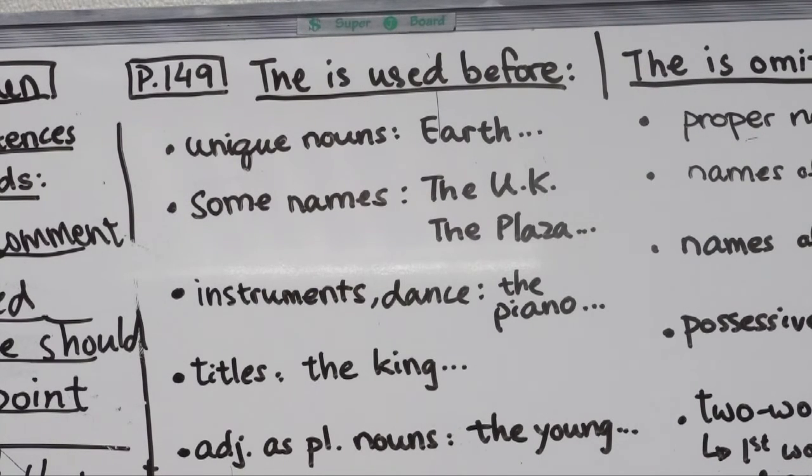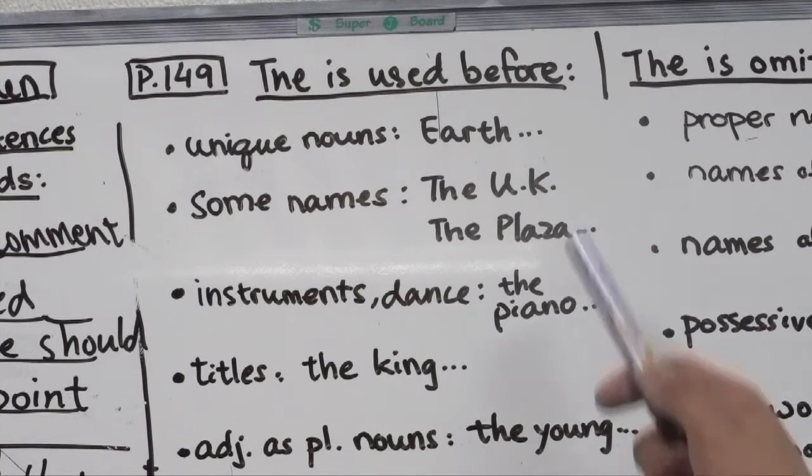All right, and also some names, okay? This echoes the unique names as well. Some names of what? Some countries, some hotels, some restaurants, some museums, even magazines as well, or institutions. The University of Hong Kong, right? The University of Hong Kong. Or the United Kingdom, okay? The United Kingdom. All right, so I will explain this briefly.